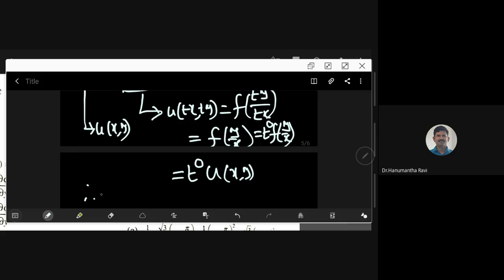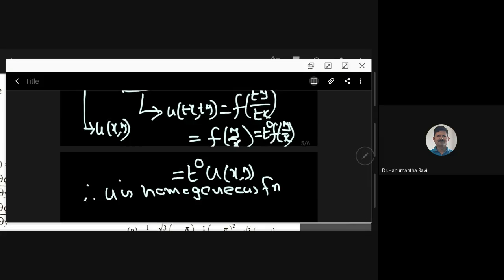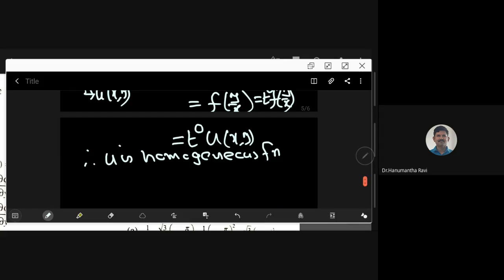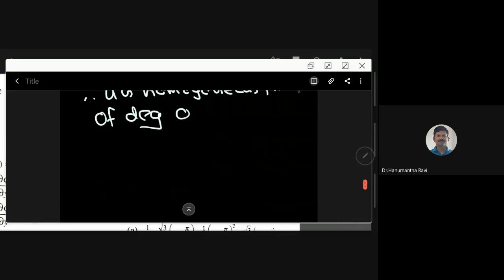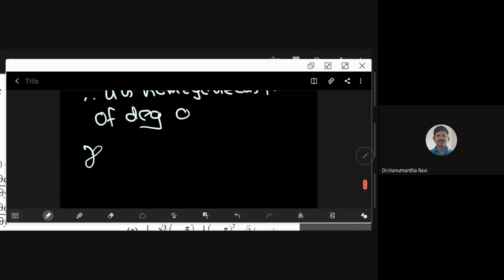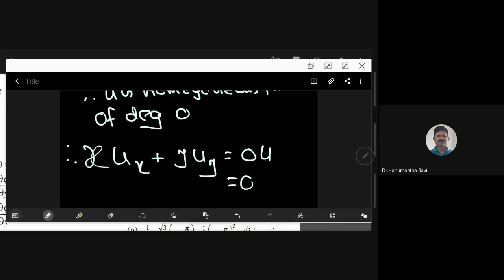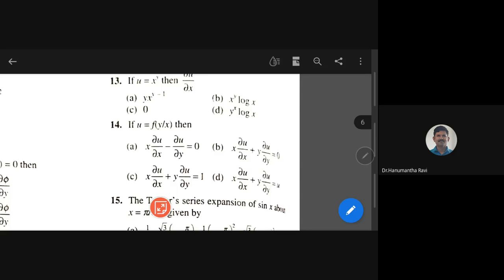Therefore, u is a homogeneous function of degree 0. So directly you can make use of Euler's theorem. Therefore, x u_x plus y u_y is equal to n u. n is 0 here, so it is 0. So the answer here is B.